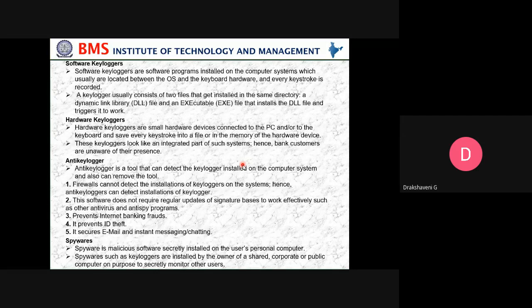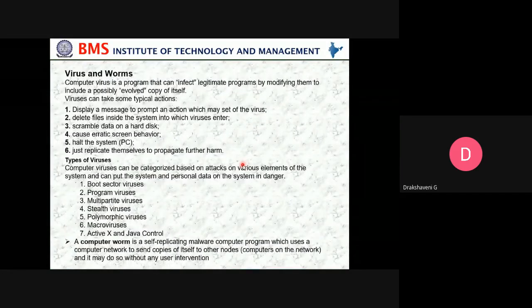To avoid them, whether software or hardware, we have something called an anti-keylogger. This anti-keylogger tool will install on the computer system and also remove the keylogger tools. The last one, spyware. Spyware is malicious software secretly installed on a personal computer. Spyware such as keyloggers is installed by the owner of a shared, corporate or public computer on purpose to secretly monitor other users.